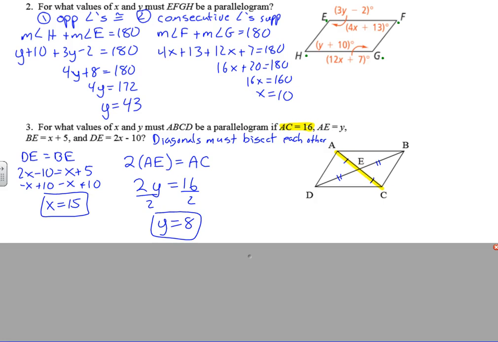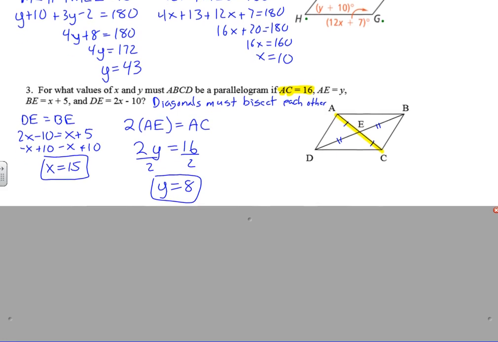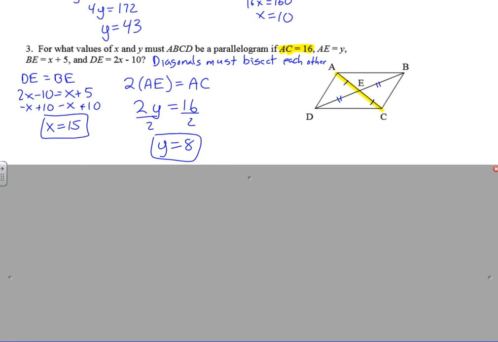So when you get AC equals 16, that's the full length. So that equals 2 times AE. So 2 times AE equals AC. So if we substitute in AE is y, AC is 16, we solve and get y equals 8.